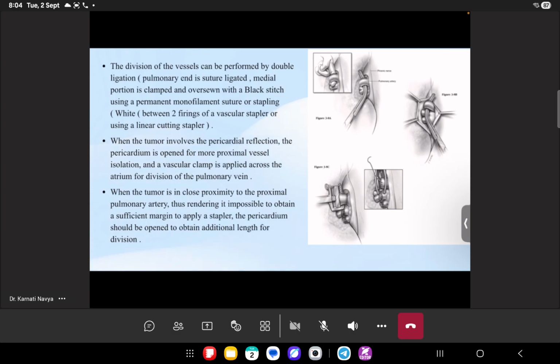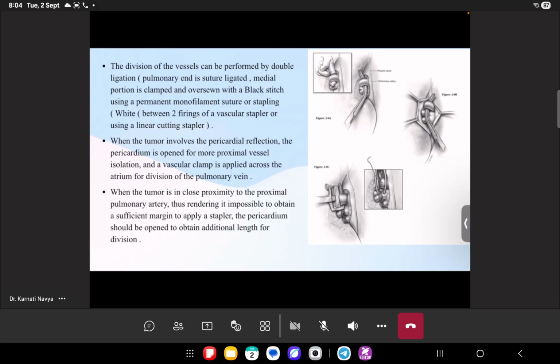When the tumor involves the pericardial reflection, the pericardium is opened for more proximal vessel isolation, and a vascular clamp is applied across the atrium for division of the pulmonary vein. When the tumor is in close proximity to the proximal pulmonary artery, thus rendering it impossible to obtain a sufficient margin to apply a stapler, the pericardium should be opened to obtain additional length for division.